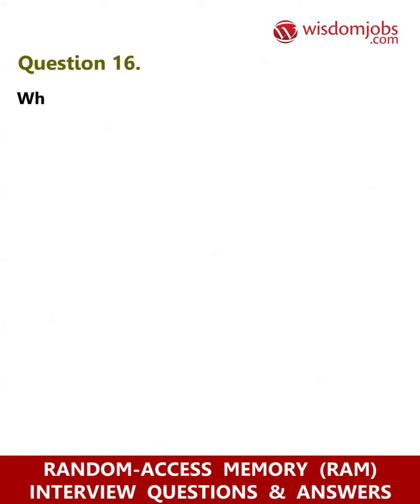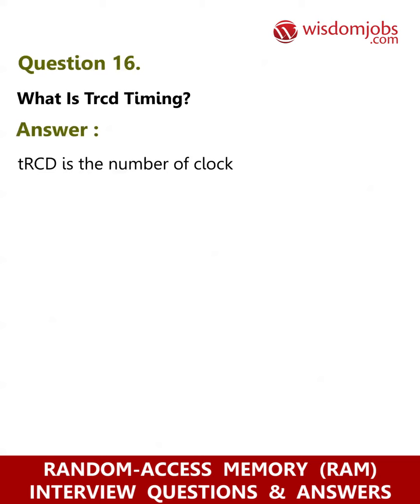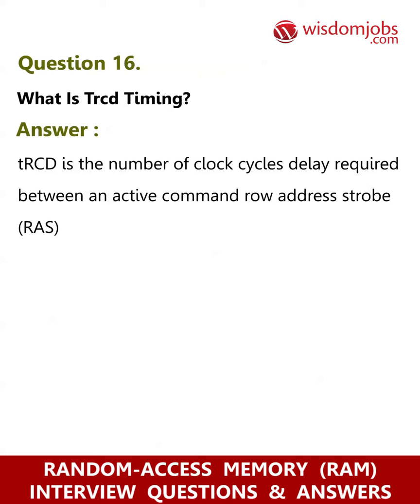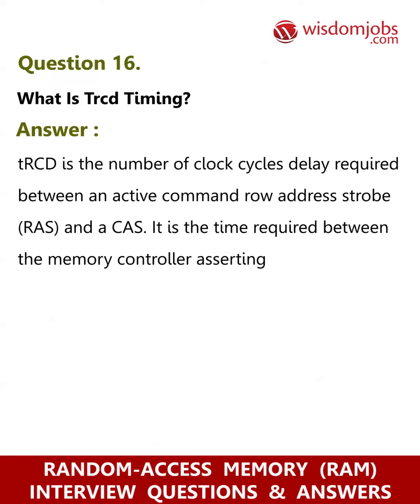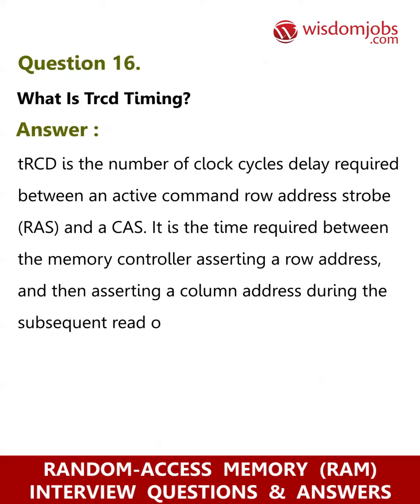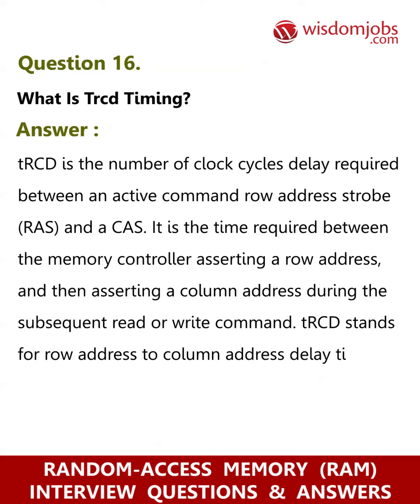Question 16. What is tRCD timing? Answer. tRCD is the number of clock cycles delay required between an active command, row address strobe (RAS), and a CAS. It is the time required between the memory controller asserting a row address, and then asserting a column address during the subsequent read or write command. tRCD stands for row address to column address delay time.